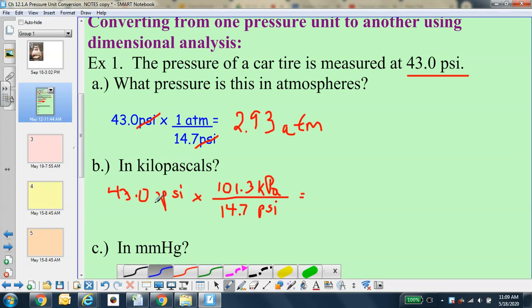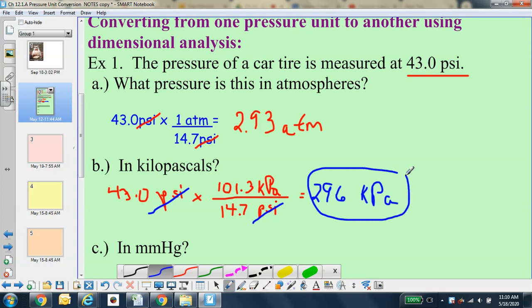And what are the units that cancel and go away? PSI, which is in the numerator position, cancels off with the PSI unit that is in the denominator position. We're left with kPa, which is our desired unit. And now you need your calculator. 43.0 times 101.3 divided by 14.7 is 296. If we want to maintain three significant digits, like we originally have three significant digits in our given. Okay, so this is what we're after. Here's our answer.